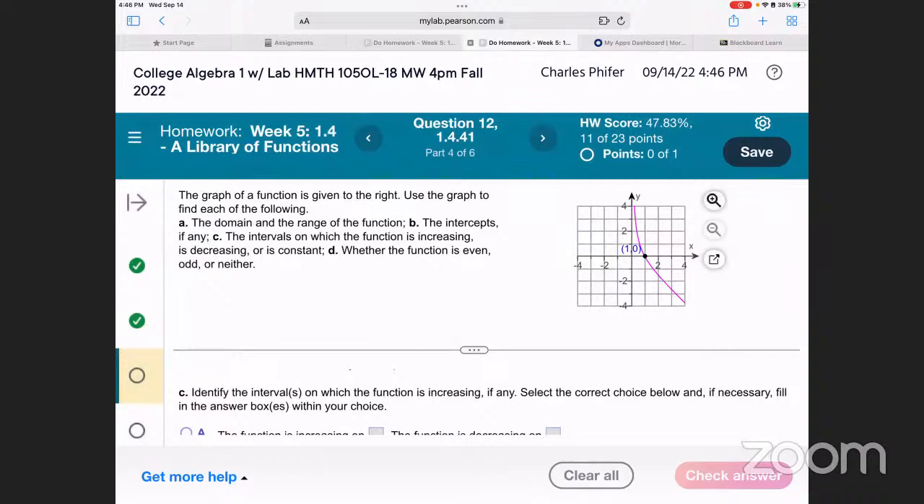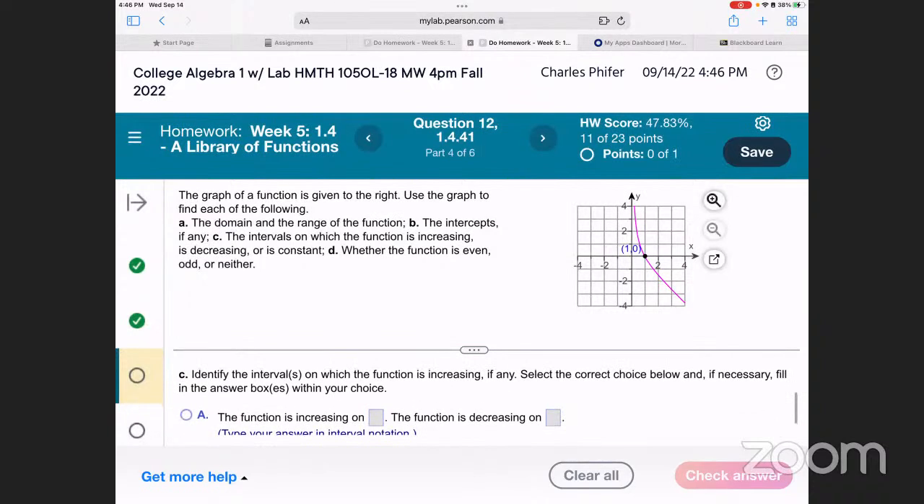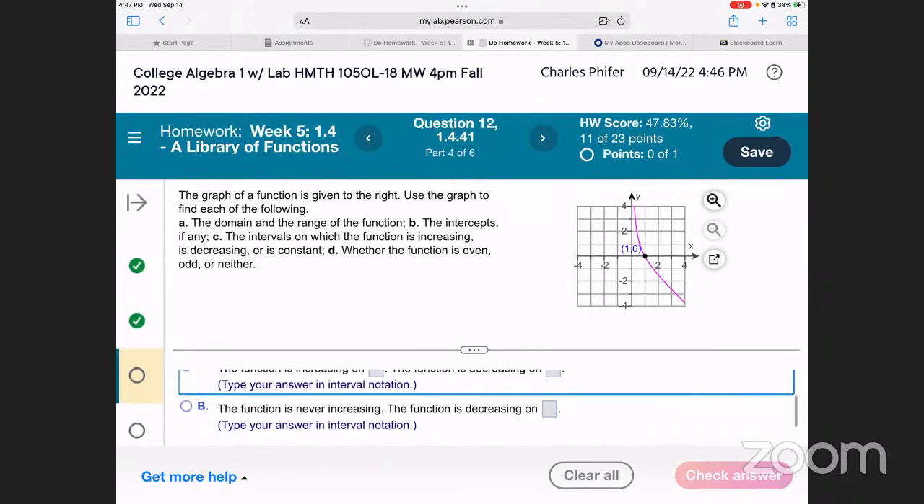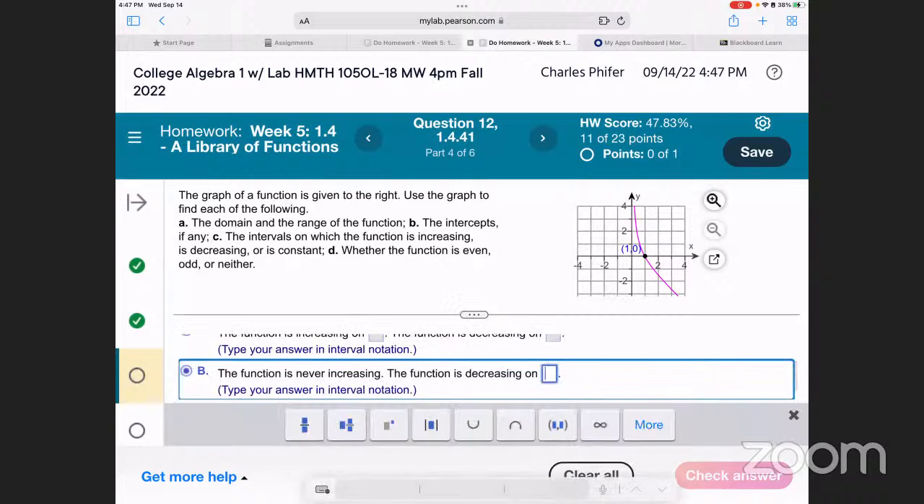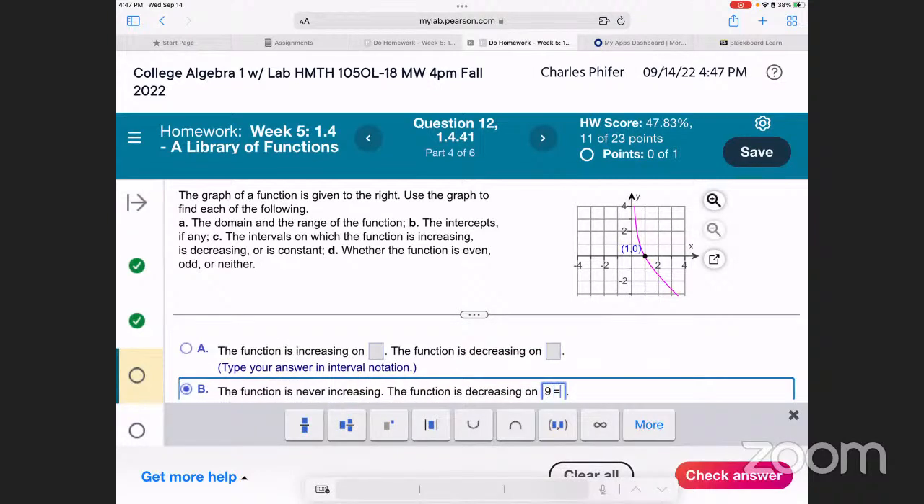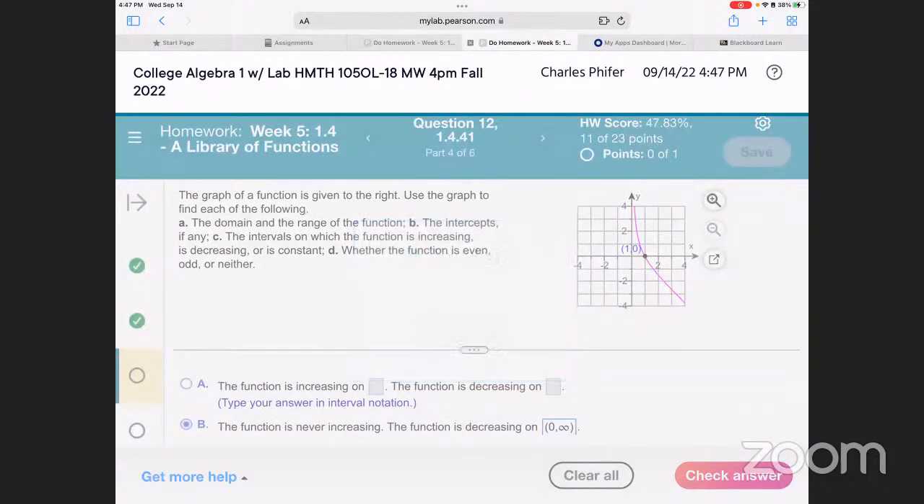Okay, increasing, decreasing, or constant. Let me see. So as we trace this left to right, is it going up or going down? This one is going down the whole time as we trace it left to right. This one is never increasing and is decreasing over the entire domain. But the domain here, again, we got to go back to the domain for this guy. It goes from 0 to infinity. So it's decreasing across the domain. So as we trace it left to right, it's going down. Okay.